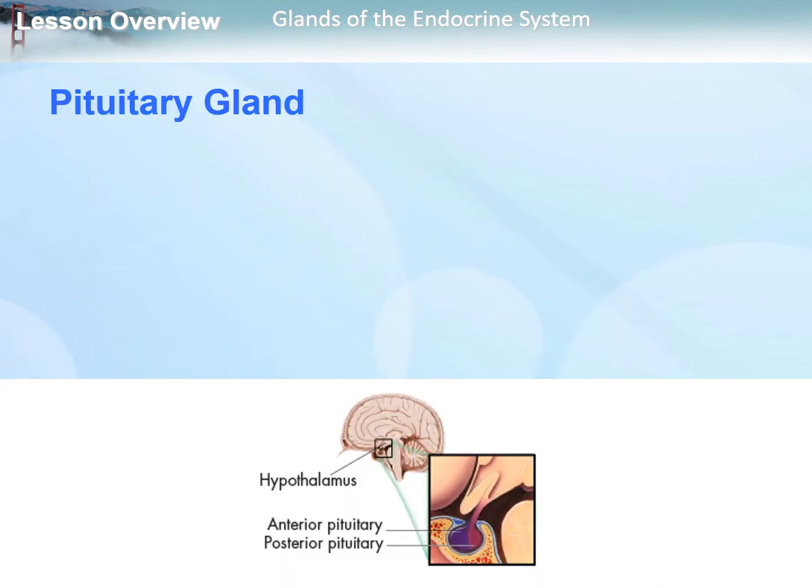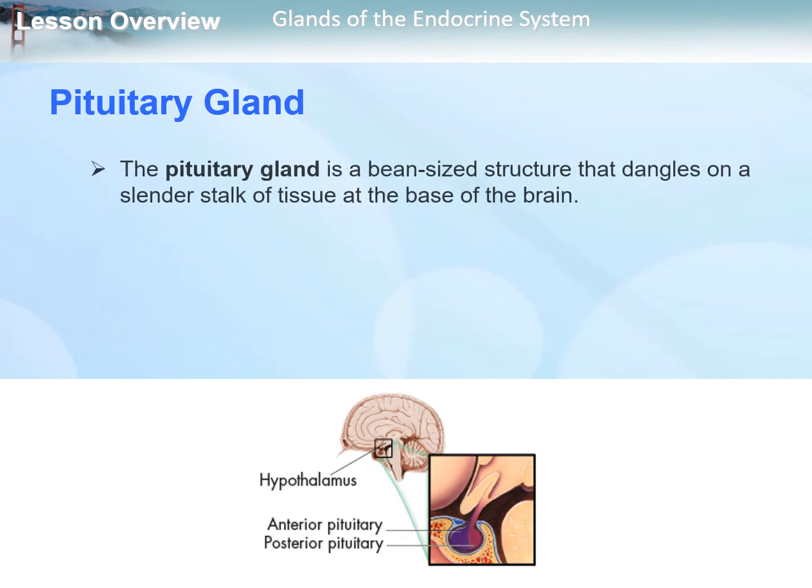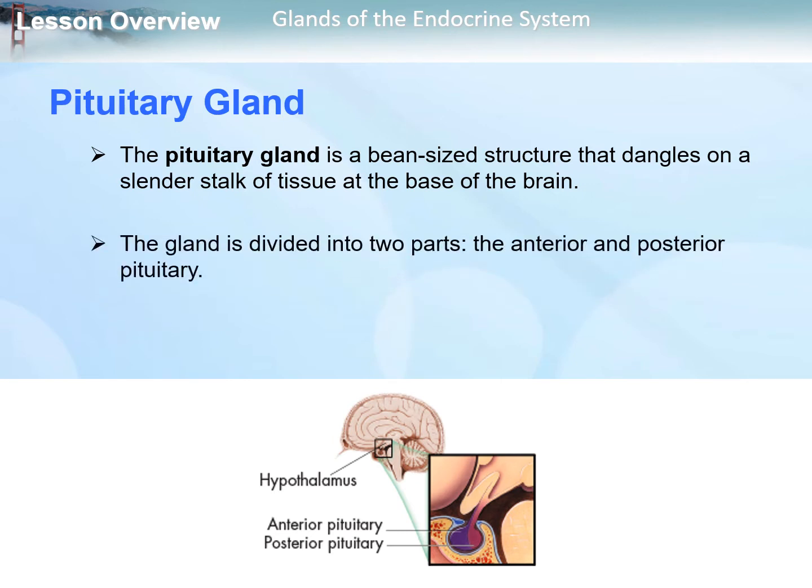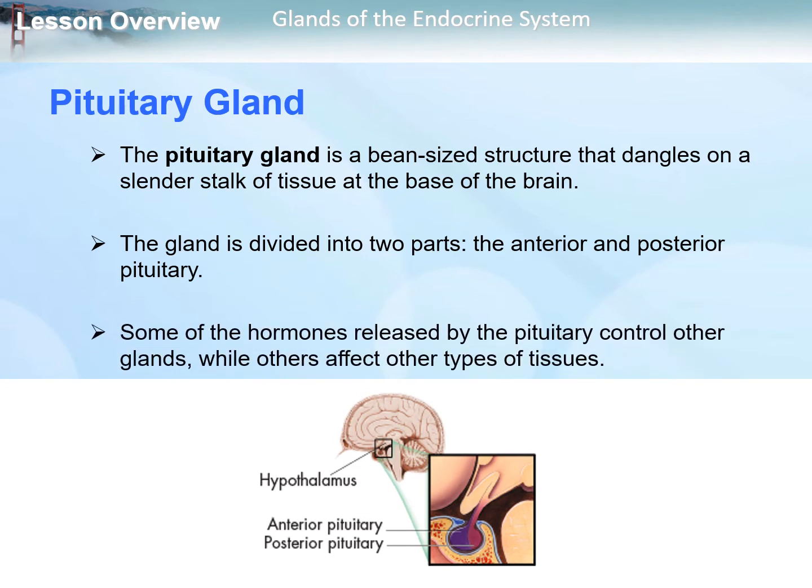So let's further describe the pituitary gland. The pituitary gland is a bean-sized structure that dangles on a slender stalk of tissue at the base of the brain. The gland is divided into two parts, the anterior and posterior pituitary. Some of the hormones released by the pituitary control other glands, while others affect other types of tissue. You can see from the figure the location and the two parts of the pituitary gland.